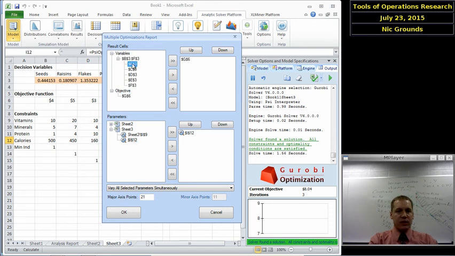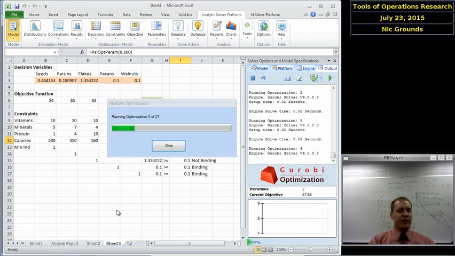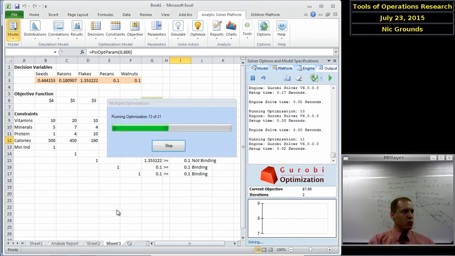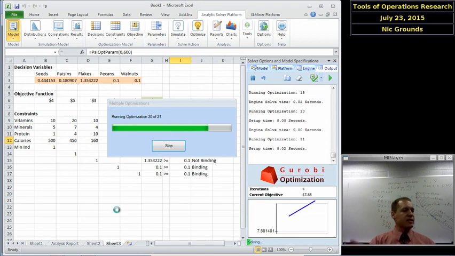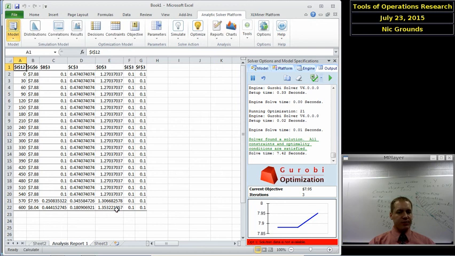Our variables, 5 variables there. Let's create the report. So this is just automatically changing that parameter to 21 different values and optimizing each time, and then collecting up the results. Okay, so what do we see?